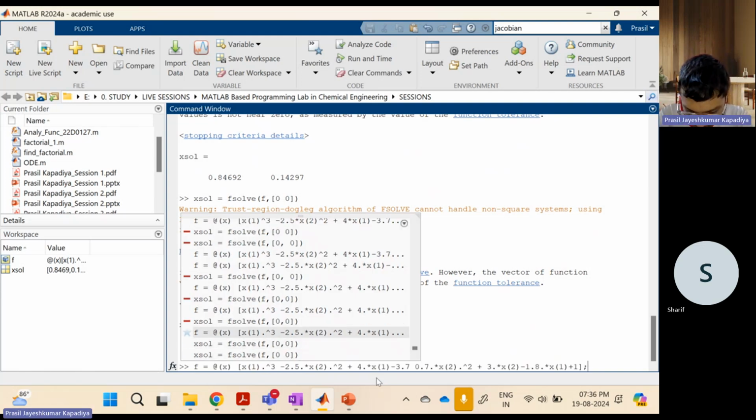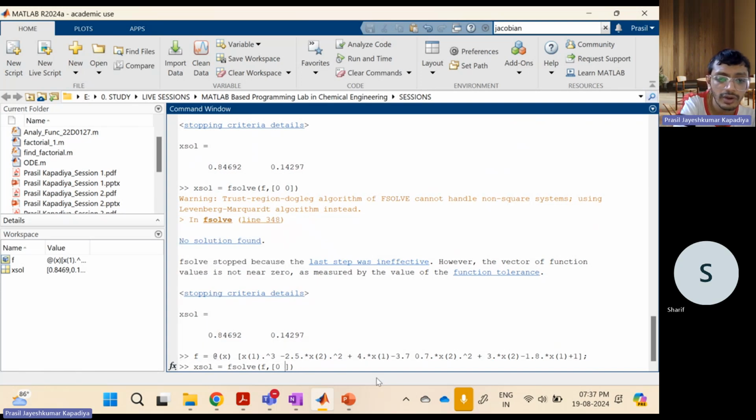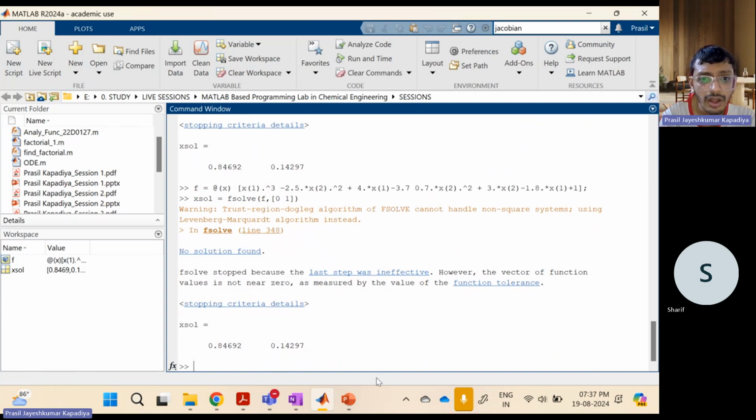x1 cube minus 2.5 x2 square plus 4x1 minus 3.7. This is my first equation. My second equation is 0.7 into x2 square plus 3 into x2 minus 1.8 into x1 plus 1. I don't know, it's correct actually. I don't know why it's not showing any solution. Yeah, it's not showing any solution. Okay.